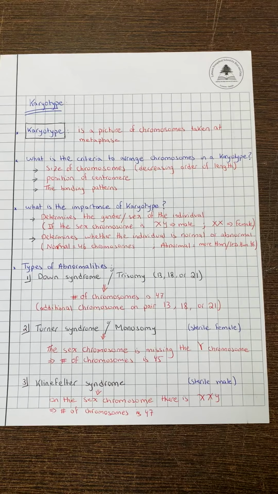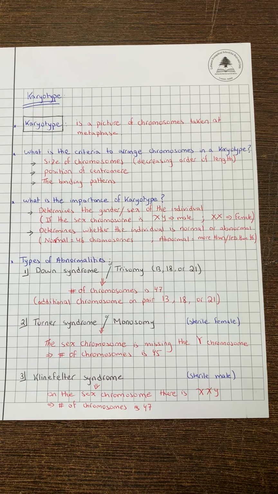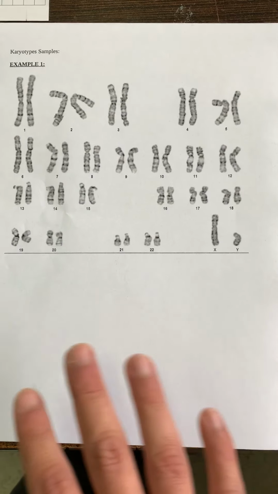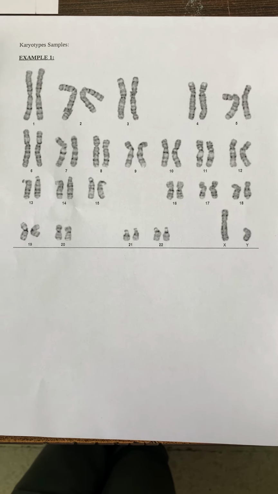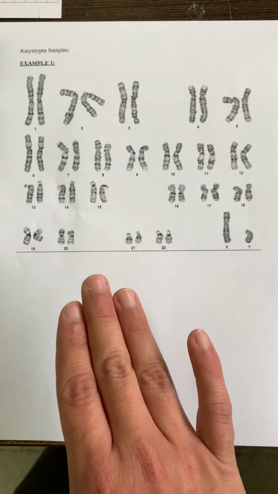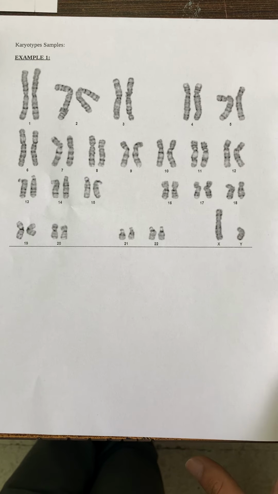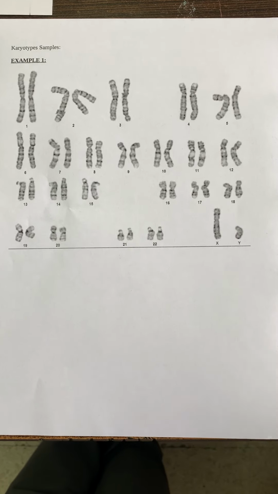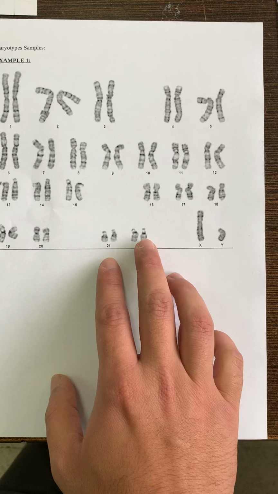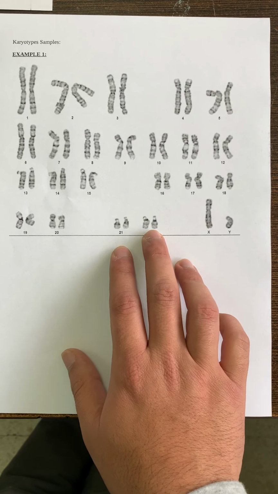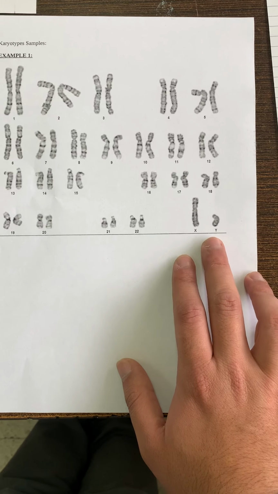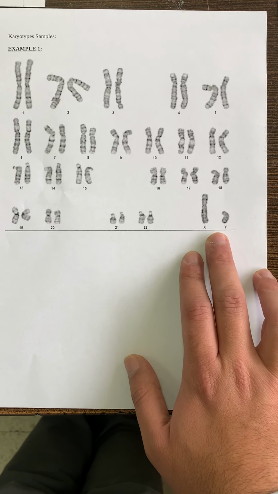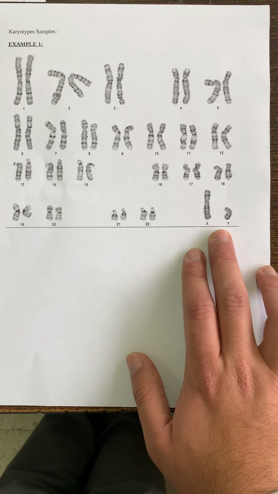By definition, karyotype is a picture of chromosomes taken at metaphase. So, for example, we have a sample of a karyotype in which we have 23 pairs of chromosomes in this photo. So the total number of chromosomes in our body is 46 chromosomes, as you already know. The first 22 pairs of chromosomes represent our body cells, and the last pair of chromosomes is known as the sex chromosomes. This one determines whether you are male or female.